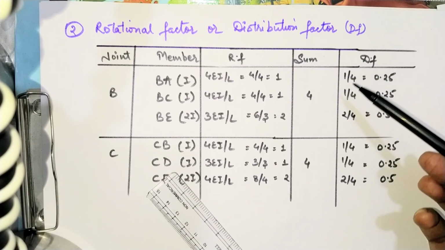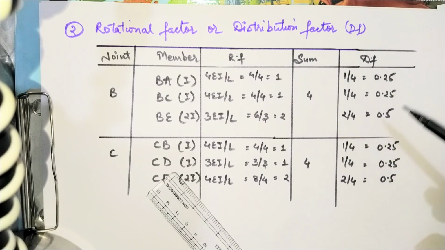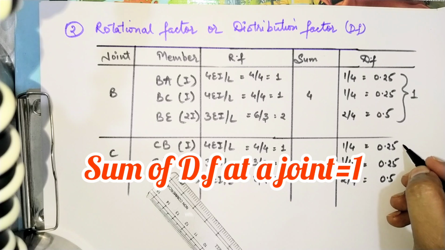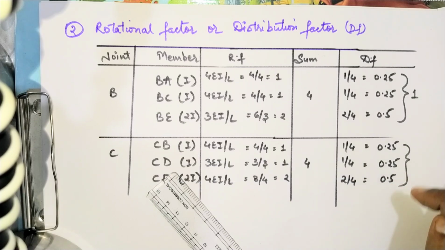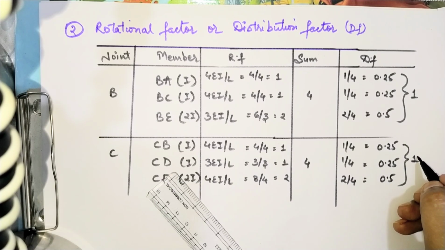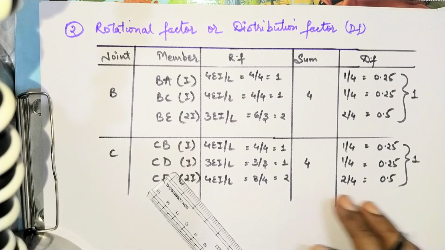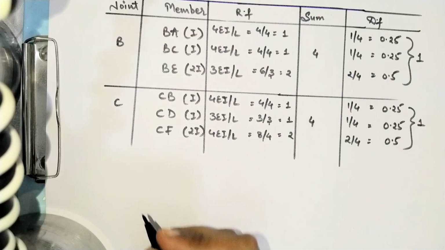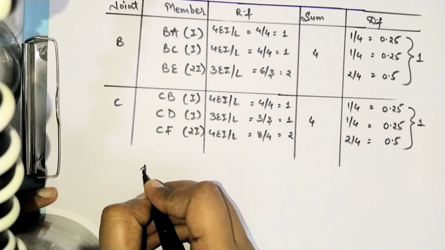So here we have completed our table. We have calculated all the DF, that is distribution factor, for all the members. One thing you have to remember, that the sum of all the DF at a particular joint has to be equal to 1. If the sum is not coming equal to 1, adjust a little bit of the decimal places so that the sum becomes equal to 1.